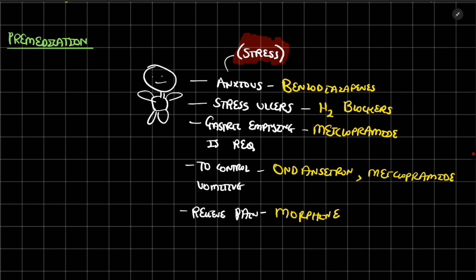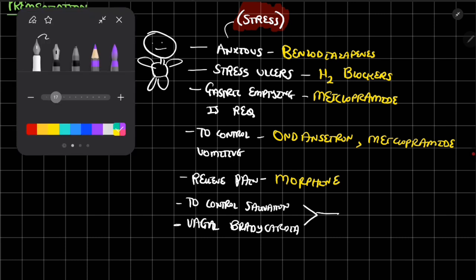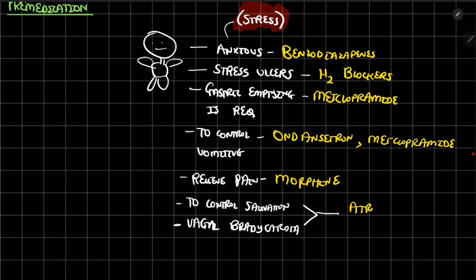This vagal stimulation will further increase the parasympathetic effects, like increased salivation. And also, the effect of vagal stimulation on the heart will be vagal bradycardia. So to control these effects, we give atropine, which is a muscarinic blocker. So we have decreased salivation, and the vagal bradycardia is also reduced.